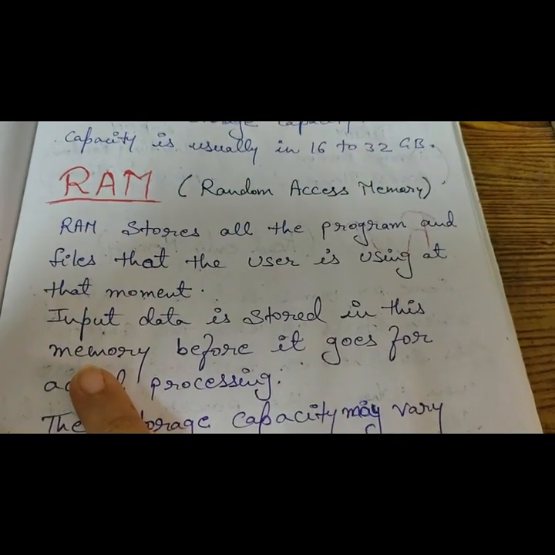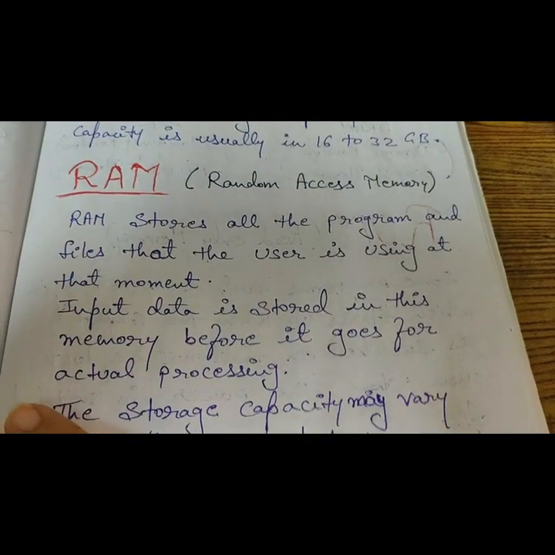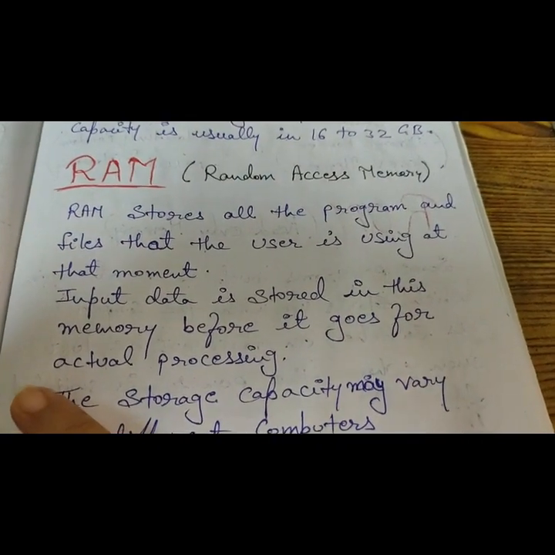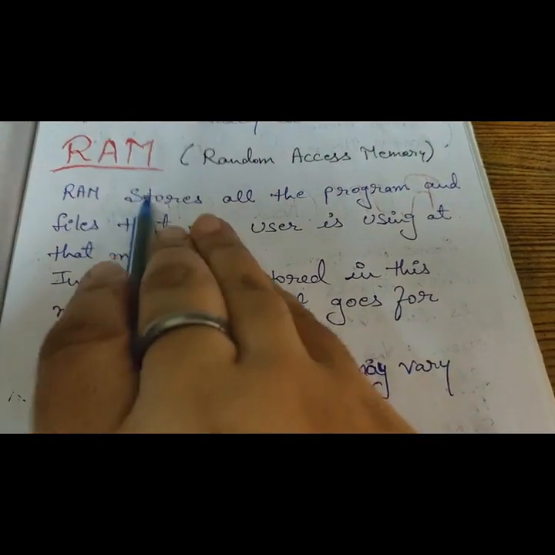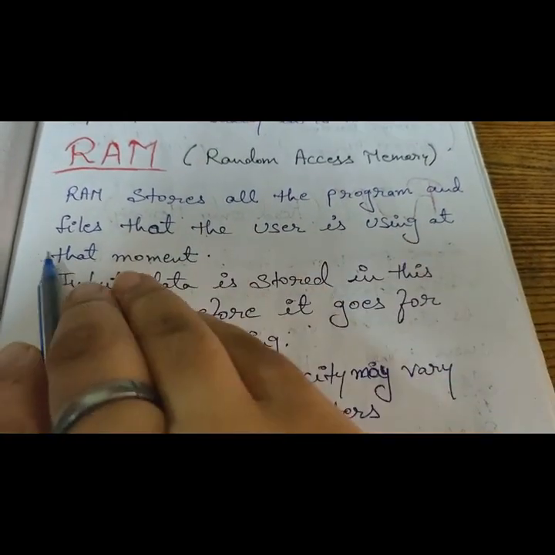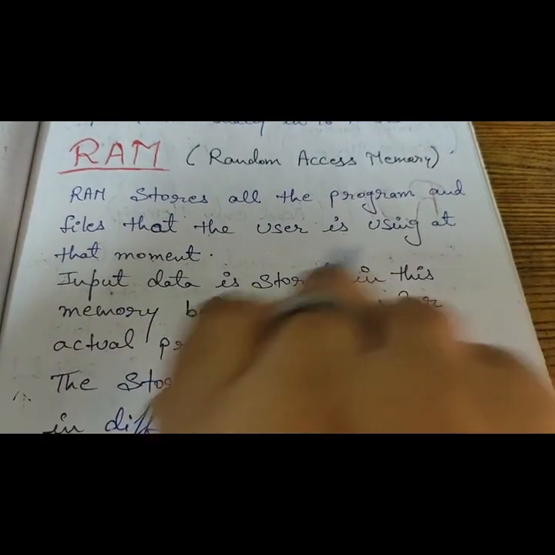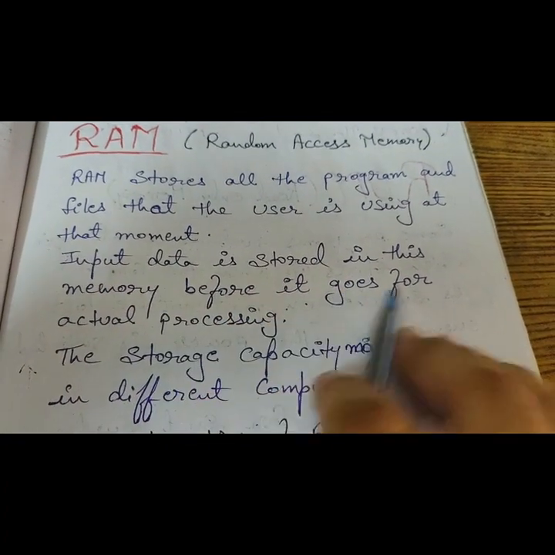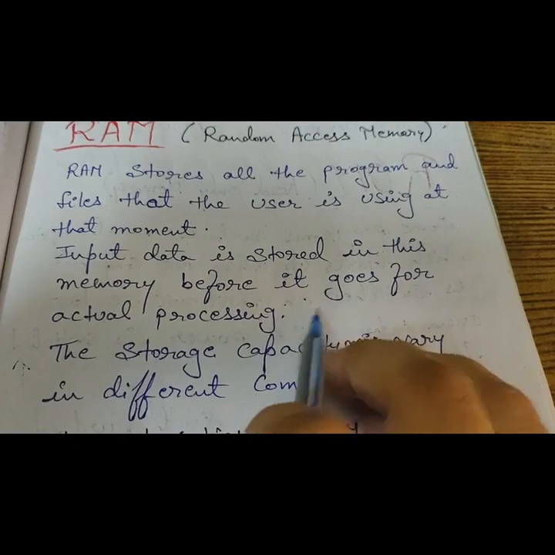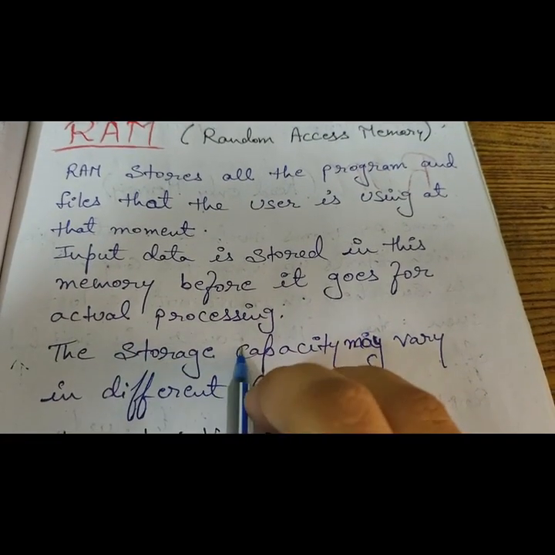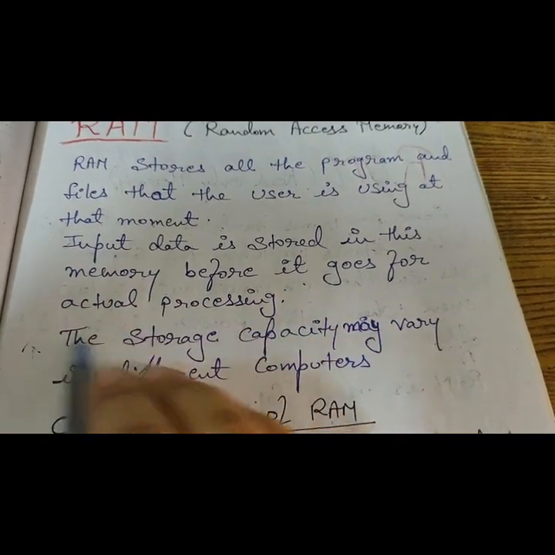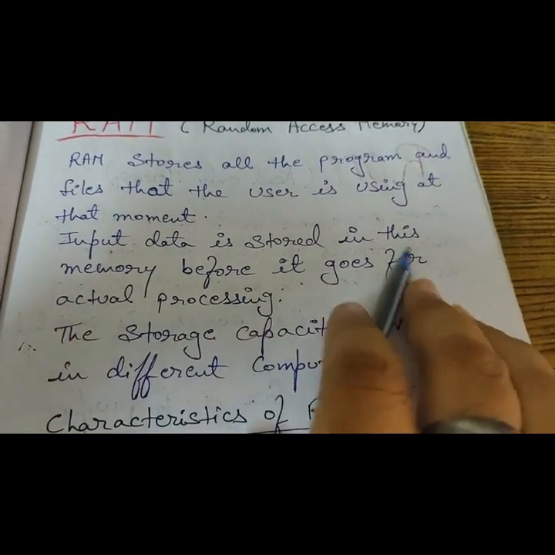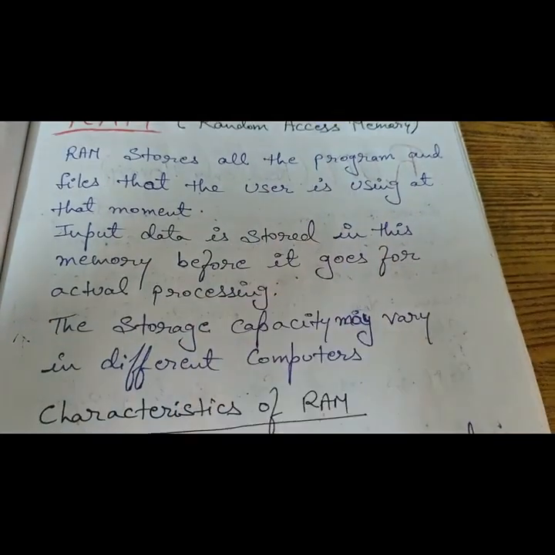Now let's come to the types of primary memory. First type is RAM, which is also known as random access memory. RAM stores all the programs and files that the user is using at that moment. Input data is stored in the memory before it goes for actual processing. Before going on the processing way, the input data is stored in primary memory.